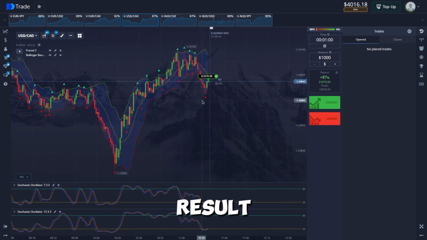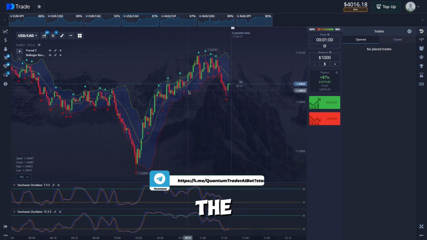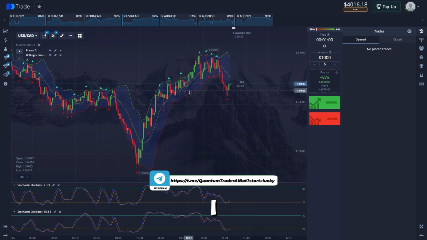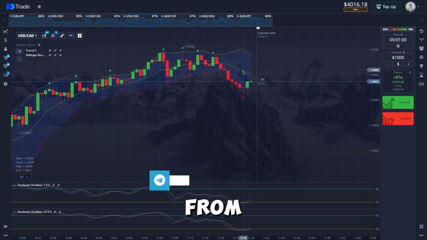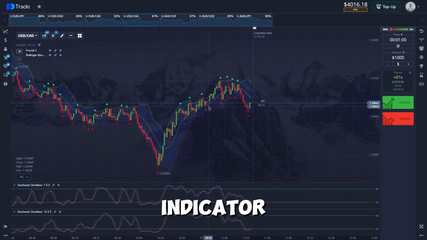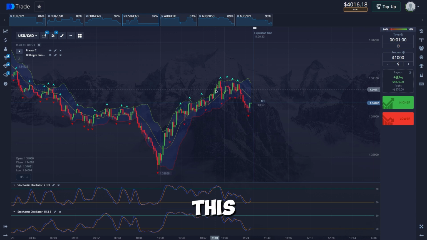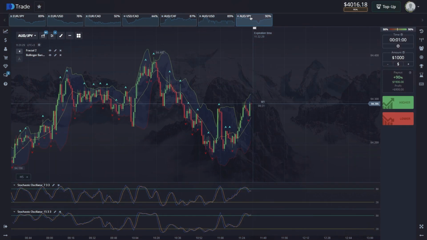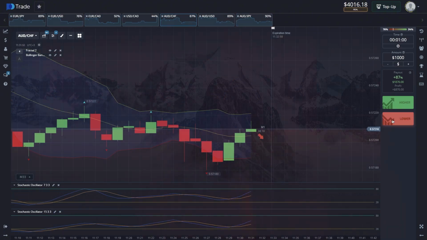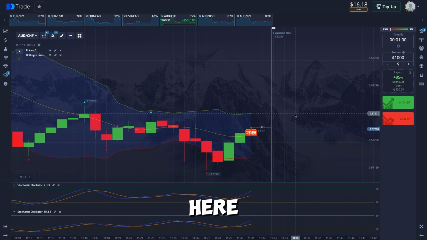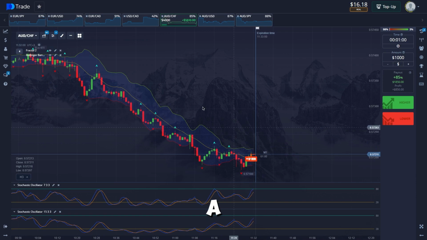To consolidate the result, let's open 4 deals in the amount of $4,000, and I will try to find an entry for a downgrade based on the principle of a rebound from the moving average of our channel indicator. Let's try to find this entry, get started and select the next currency pair. Let's open downside deals here. Here we have a breakdown of the moving average, but we are opening in a downward trend.